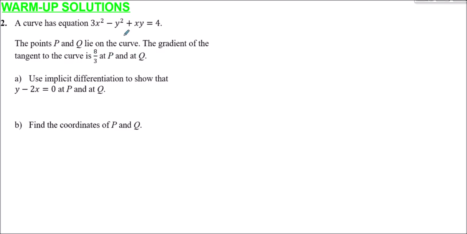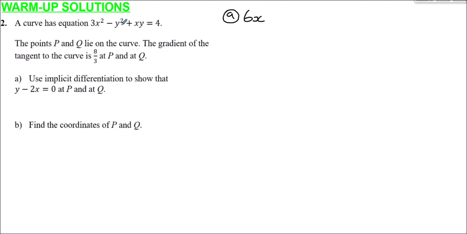For part A, we have to use implicit differentiation to show that y minus 2x equals 0 at P and Q. So, differentiate each piece with respect to x. So 3x², differentiate that, it just becomes 6x.